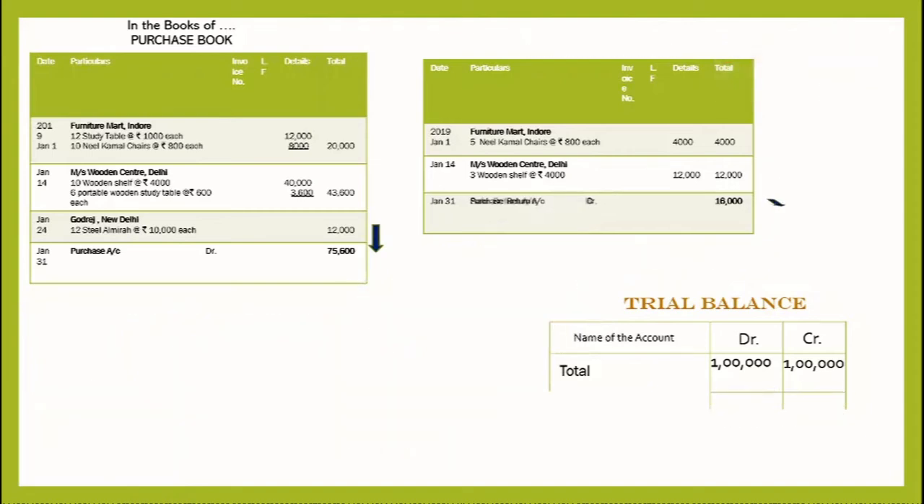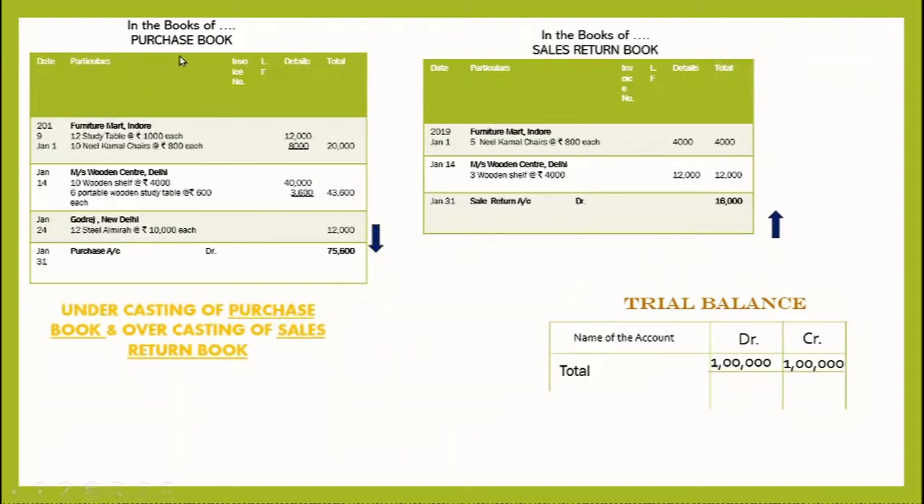So if I take one more example wherein I change the book, the books are the purchase book and a sales returns book. Now the purchase book has a debit balance, and sales returns also has a debit balance. Both have a debit balance. Now it's an undercasting of the purchase book and overcasting of the sales returns book. So here undercasting of 5,000 and overcasting of 5,000. That means the purchase book total is less by 5,000, and the sales returns book total is more by 5,000. So this is overcasted, this is undercasted.